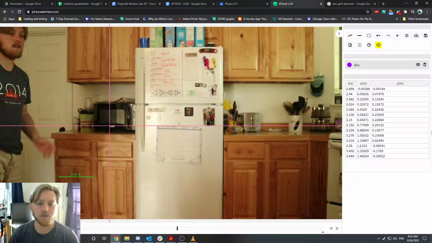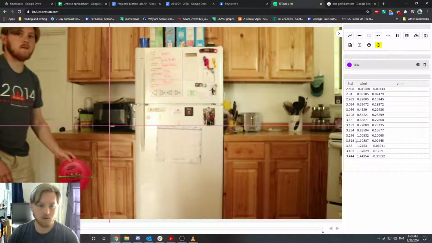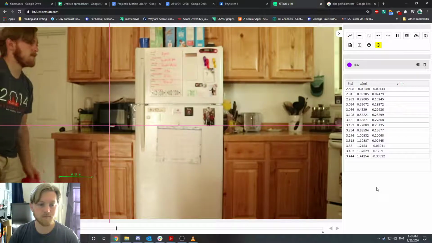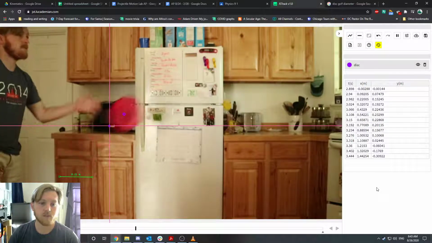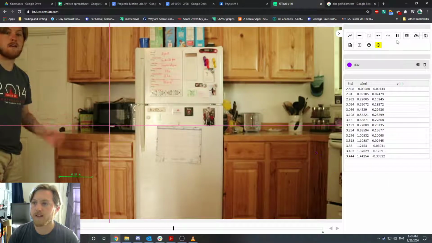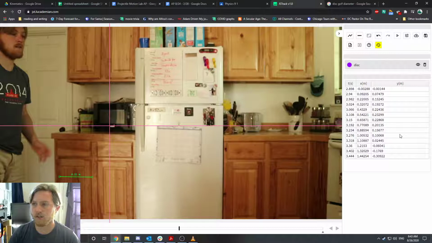So here I took a video of myself tossing a frisbee. I can move that back to show you. You can see all the data points plotting here. And so on the right side is all of my position data. Now, I don't just want position data, I also want my other kinds. So I am going to highlight all of it, and I'm going to copy it.